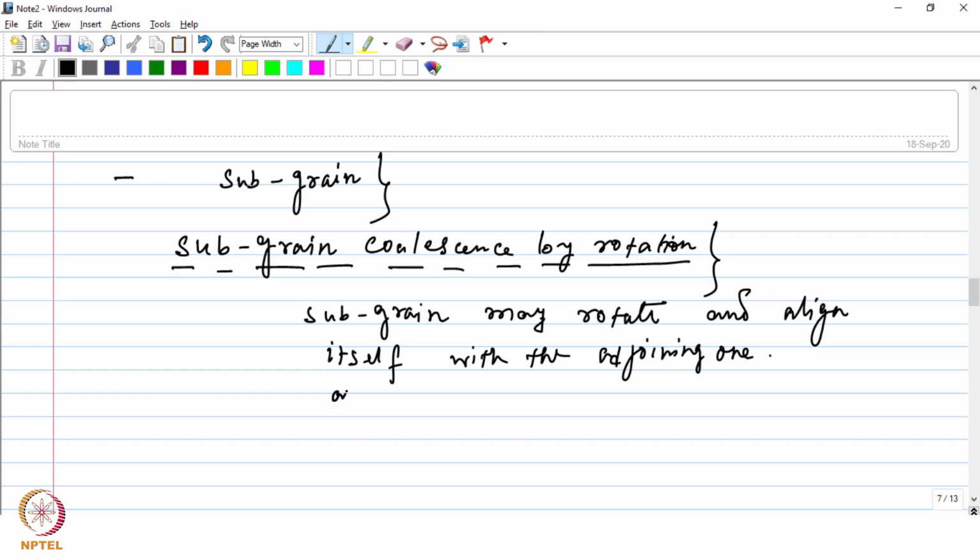And as it is aligned, the boundary between them disappears because now there is no orientation difference between these two subgrains. So therefore, there will be no boundary between them. And as a result, these two will now become one bigger subgrain.